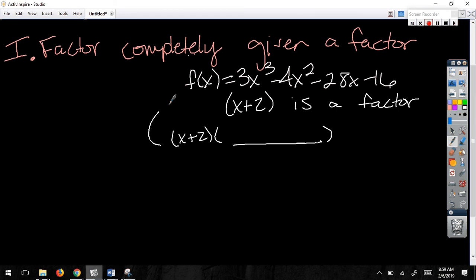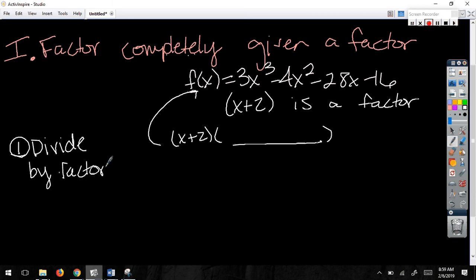So you just divide it. So your first step is to divide by the factor. And you're absolutely right. I would just do it synthetically because that is absolutely the easiest way to divide something like this, okay?